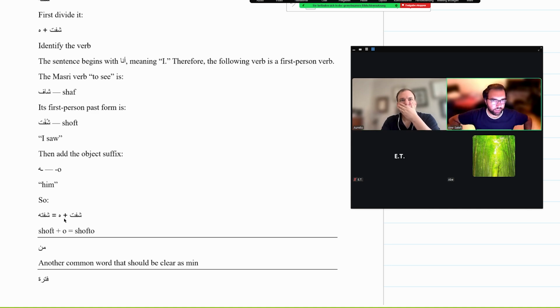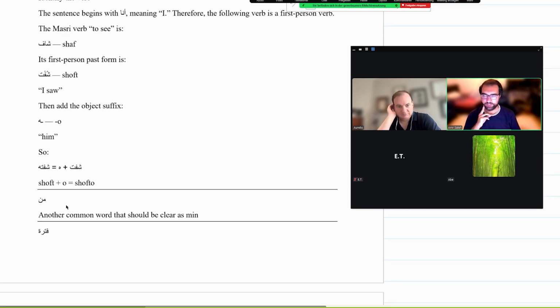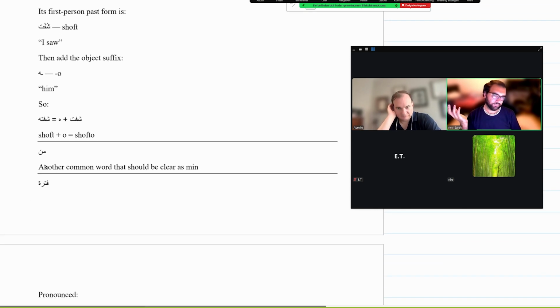If you know the suffix pronouns, you already know how to pronounce this. If it's a he, it's going to be shofto. If it's a she, it's going to be shoftaha. So it's an O if it's a masculine pronoun, it's an A if it's a feminine pronoun. So this section is just grammar. If you know how to conjugate the verb and how to attach a suffix to it, you already figure out how the verb should be read. Min, another common word, a preposition meaning from, is always the same.